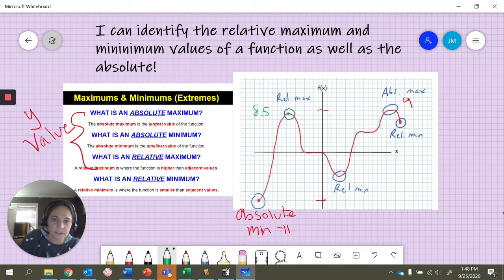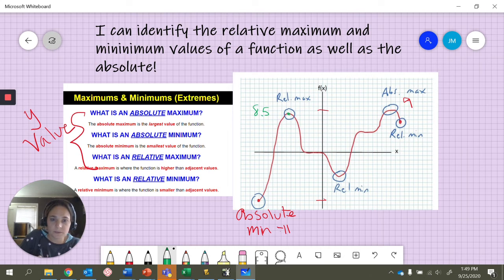Okay, and then up here, this is a relative minimum because the values right above it are a little bit higher. Okay, so this is a relative minimum. In its area, it is a minimum value. And down here is also a relative minimum. It's your valley. To the left and to the right, the values are a little bit larger.